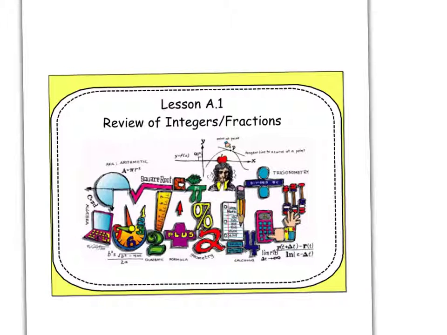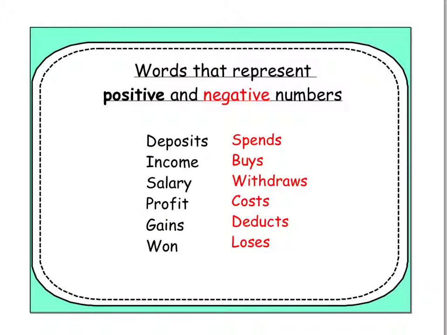The first lesson that we'll be covering in algebra is basically a review of certain concepts that you should have learned in the previous years. So we're going to start out with integers and fractions. Here are a list of words that represent both positive and negative numbers, in case you were given a story problem, so you would understand what kind of number was being represented.